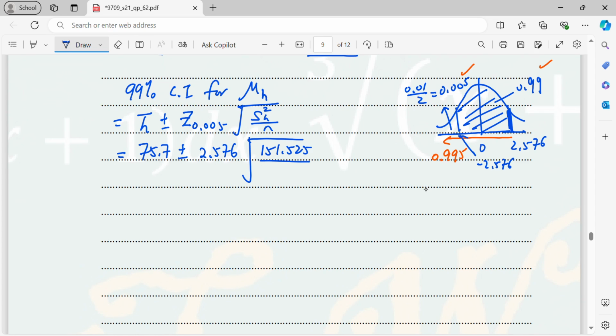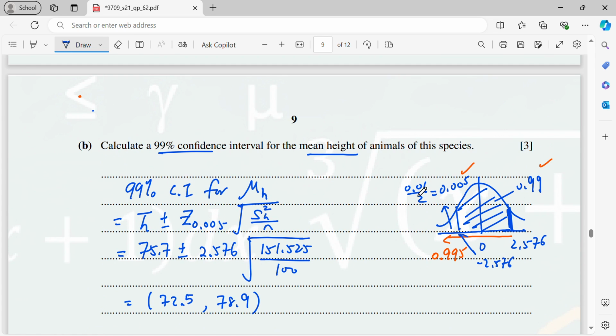And then the n is 100. So when you calculate using minus, you will get 72.5, and when you calculate using plus, that is 78.9. Therefore, this is your 99% confidence interval for the mu.